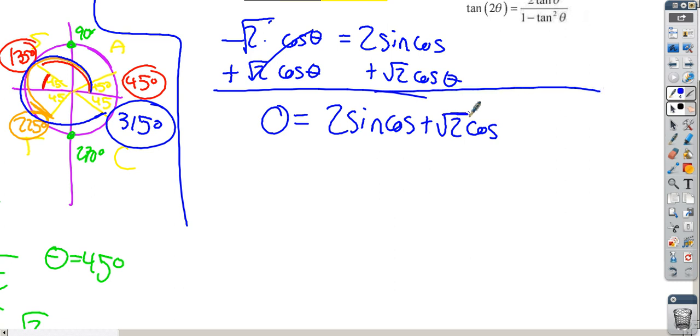That radical only applies to the 2, not to the cosine. The greatest common factor right here is cosine. They both have a cosine. That's the only thing they have. So let's factor out a cosine.